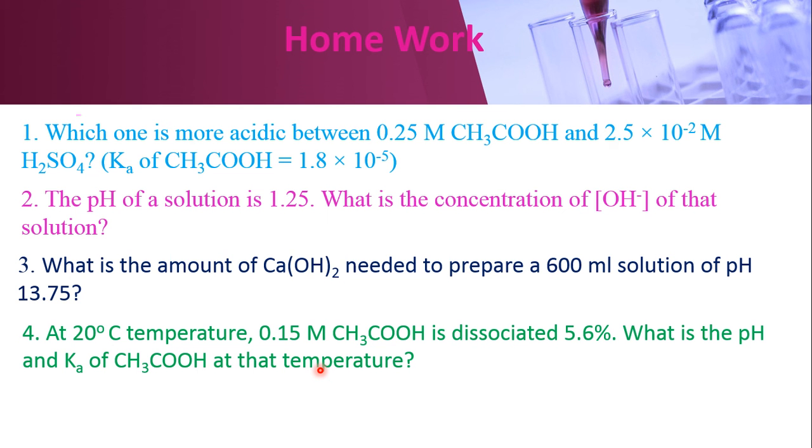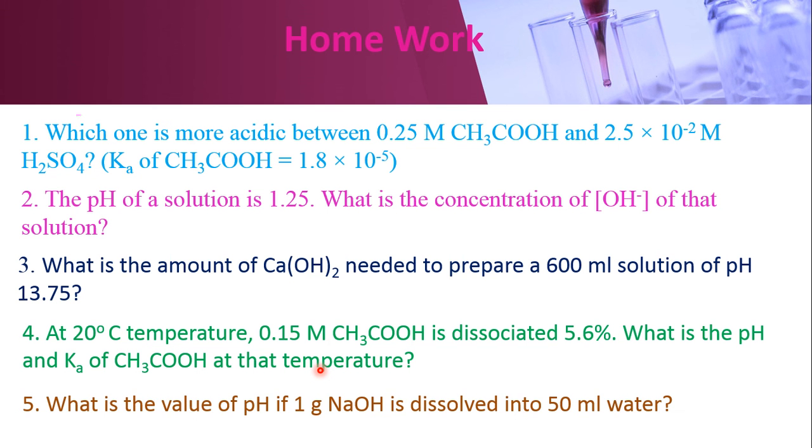Here acetic acid is given. Here also the degree of dissociation is 5.6%. You have to calculate the pH of the acid and also Ka of the acid solution. And the last one, you have to find the pH of sodium hydroxide. But here the molarity of sodium hydroxide is not given. Here it is given that 1 gram of sodium hydroxide is dissolved in 50 ml water. So you have to find the molarity from there. After finding the molarity, you can calculate the pOH and at last the pH.